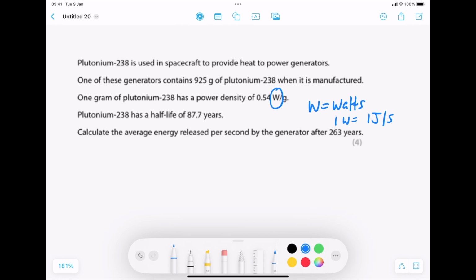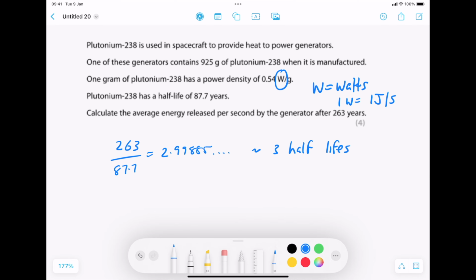The first thing we need to do, quite similar to the other one, is work out how many half-lives have passed. That is found by taking the total amount of time that's passed, 263, and dividing it by the half-life for this plutonium sample, 87.7. That gives us 2.99885. I'm taking the full number off the calculator. So that's roughly 3 half-lives.